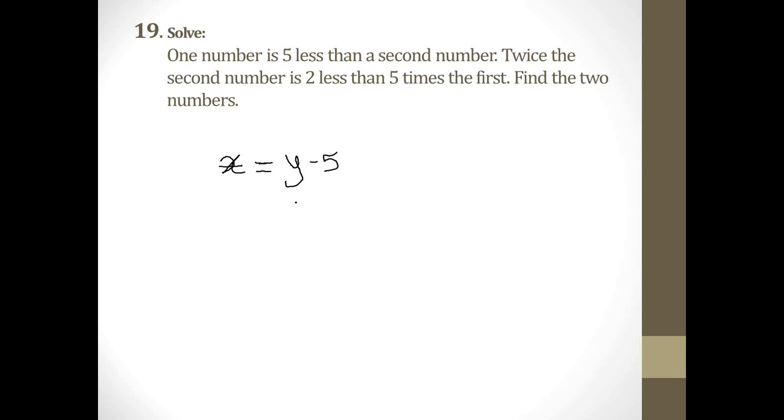Okay, we're going to have to make another equation for this because it's not going to work if you use this information in one equation. So my second part would be twice the second number. We said the second number was y, so twice, 2 times, is, again, we use equal sign, 2 less than 5 times the first one. Does anybody understand what I did? Is there any question on that?